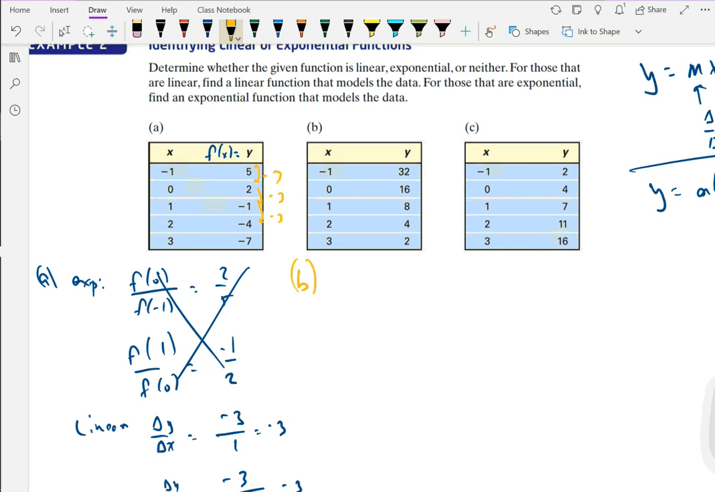Let's take a look at letter B here. And what am I doing here? To go from 32 to 16, I went down by 16. 16 to 8, I went down by 8. Whoop. So I'm not going down by the same amount. So it's not going to be linear.